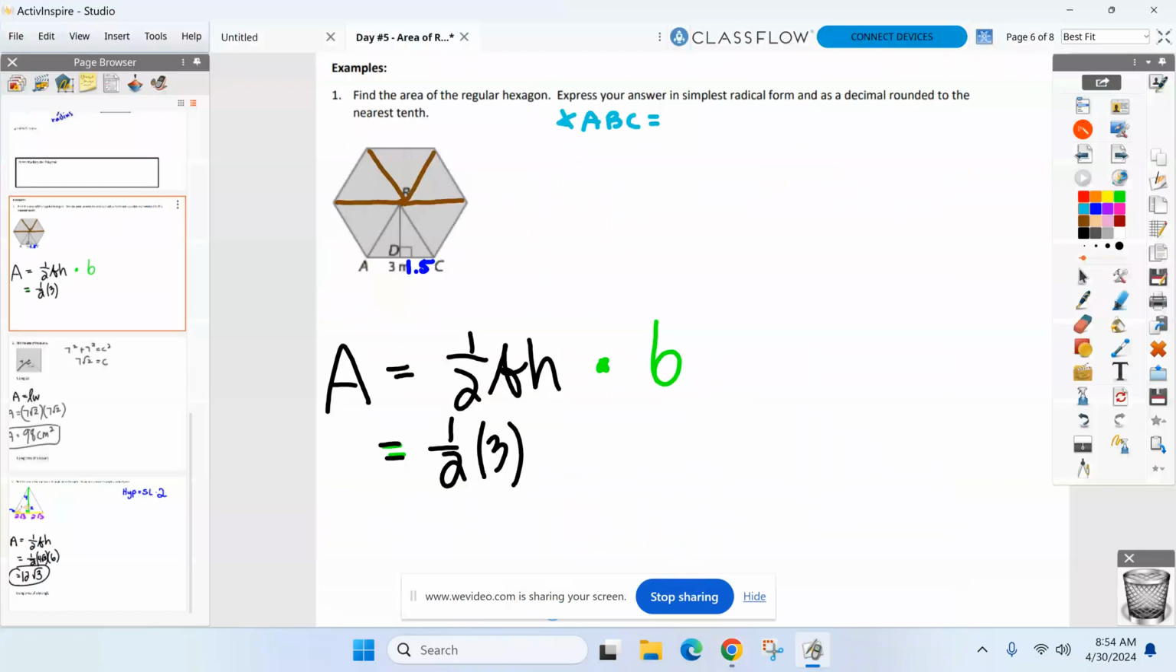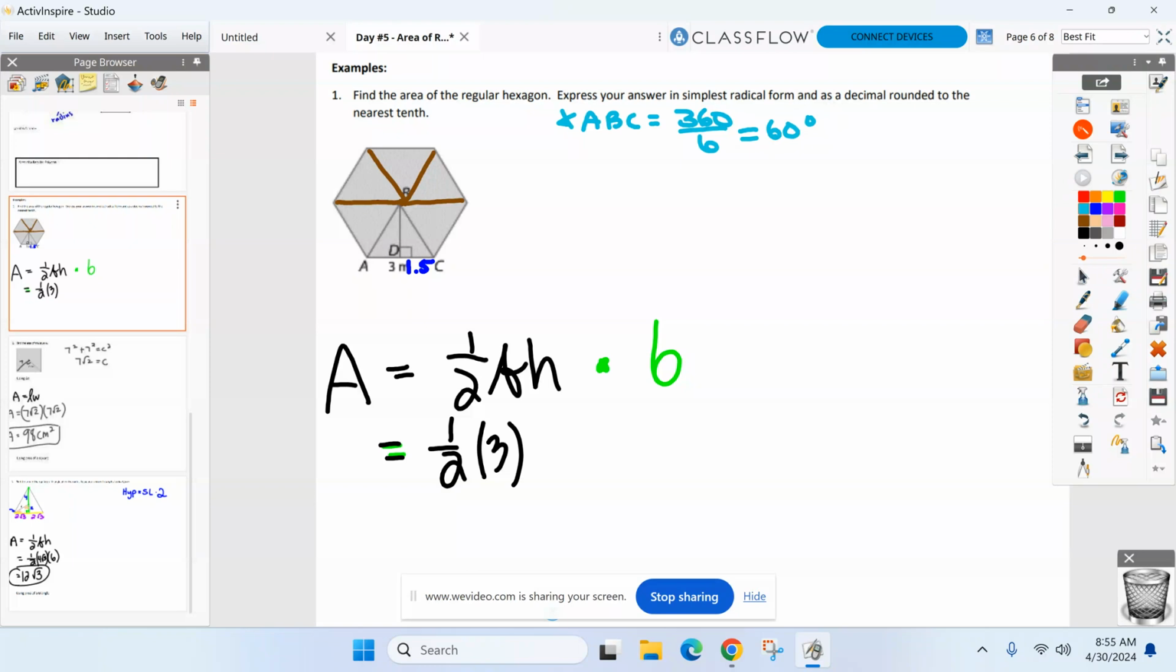Simon, back to you. Drop some knowledge on us. What do you think they all add up to, all 6 of them? 360. And they're all congruent. So what do you want to do with 360? Divide by 6. 60. There you go. All right, so ABC is 60.